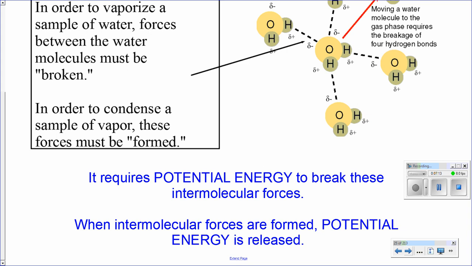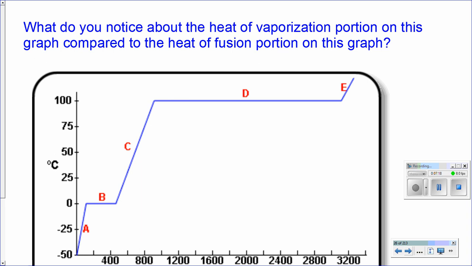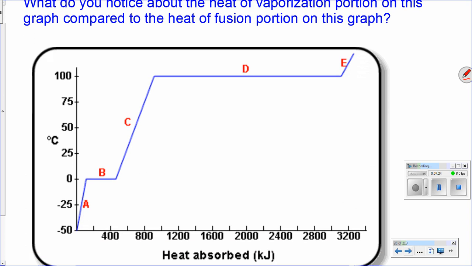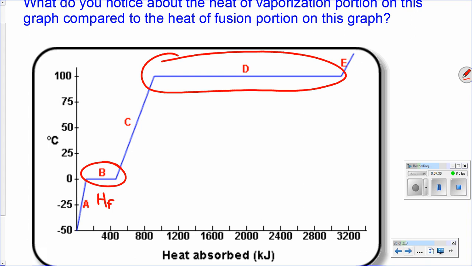Now, what's interesting about heat of vaporization is that if we look at a typical heating curve, cooling curve for a substance, we are going to notice that if we compare B, which is the heat of fusion, to D, this is the heat of vaporization, D is a much longer stretch of the graph. It takes a lot more energy to vaporize something than it does to melt it.